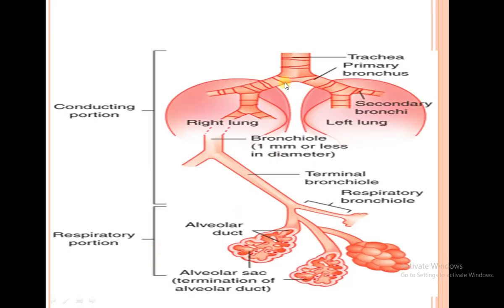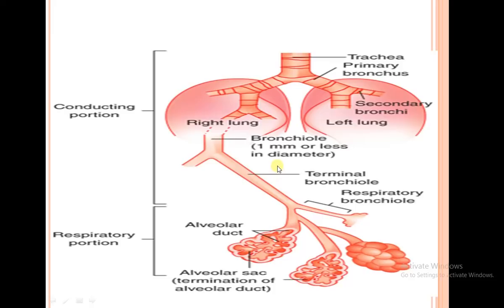Now the trachea, along with its bronchial tree, is like an inverted tree. The trunk of this tree is the trachea, while the bronchi are its branches. And this inverted tree ends up as alveoli, which are the air-containing sacs, the most terminal portions of the lungs where gaseous exchange takes place.